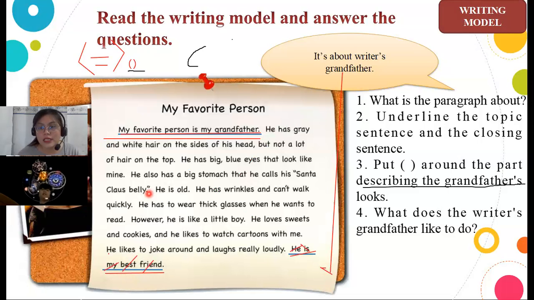Very good. Now, you put this bracket from here to here because that is the descriptive part wherein he's saying the looks of his grandfather. Here, from here to here. Hello, are you listening? Yes. Yeah, you put a bracket like this, from here to here. Okay.